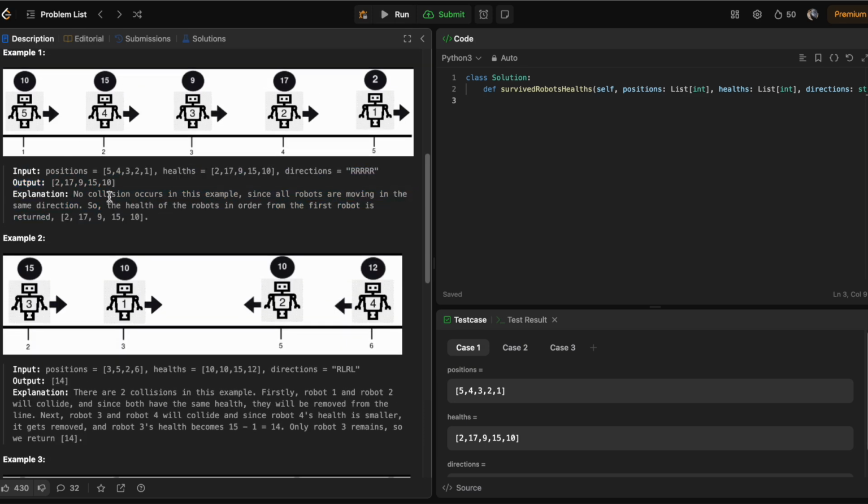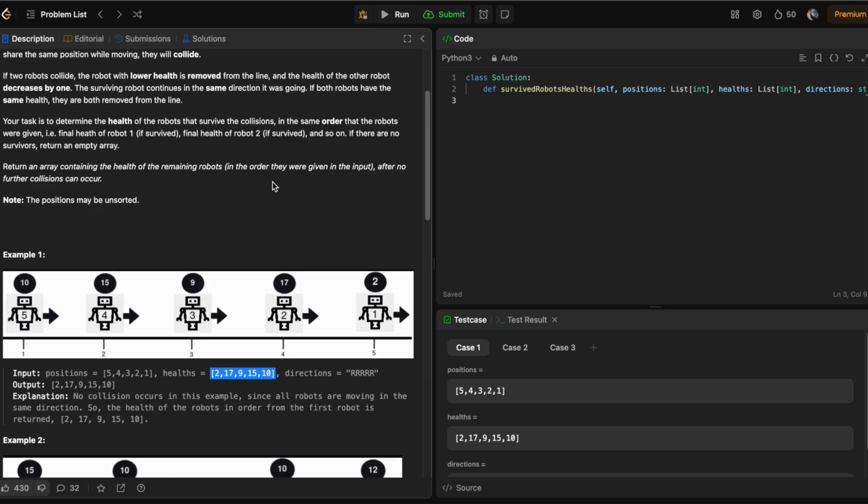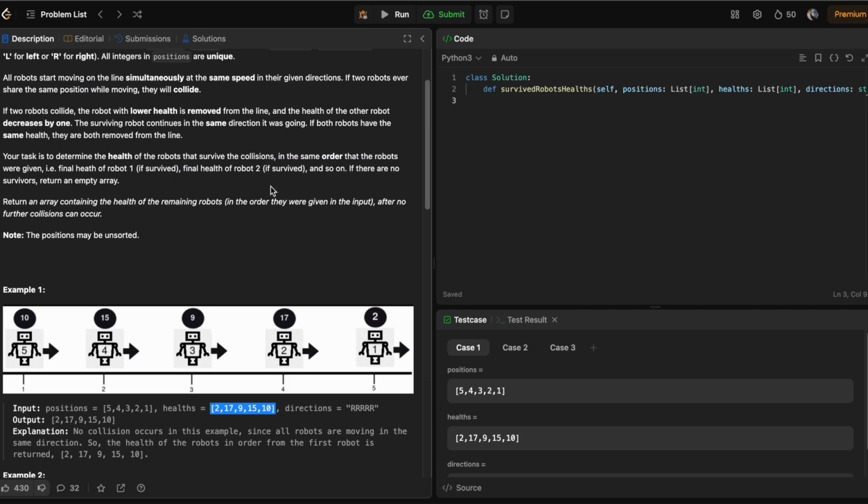So we have an example here. All the robots are moving in the same direction. So the input is positions 5, 4, 3, 2, 1, healths, directions, and the output is going to be the exact same thing as the original healths, the health that was given.